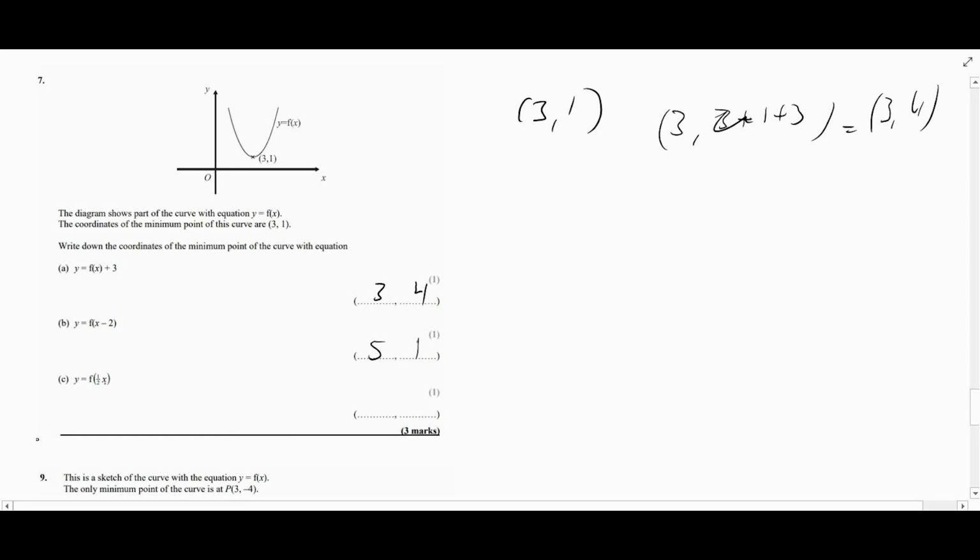And here we have a multiplicative one, so f of a half x. f of a half x really just means that, if it was a half f of x, then everything would be half the distance that it usually is in terms of the y-axis. So this would be like that. But here what's really happening is it's changing the proximity to the y-axis itself.